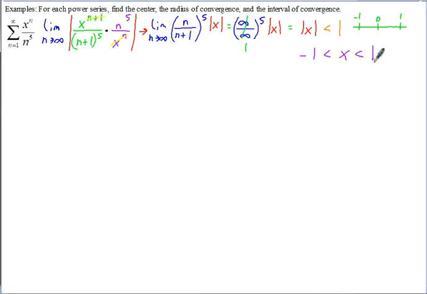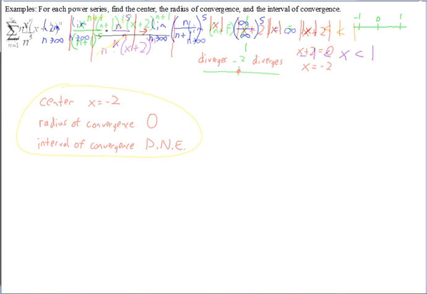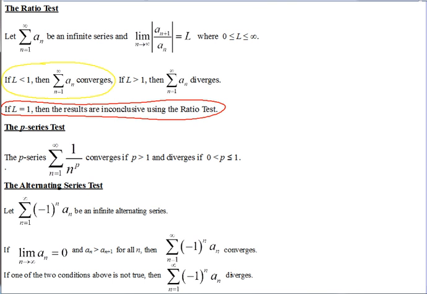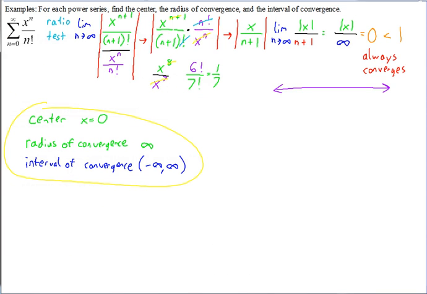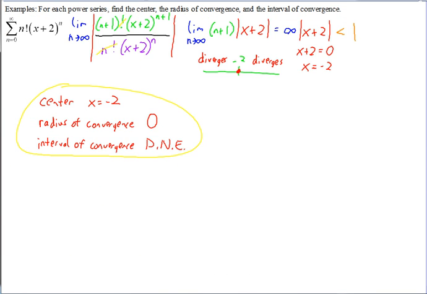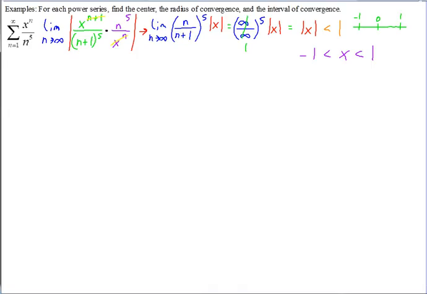But what the ratio test won't tell us is whether it converges or not when it's equal to 1. In other words, at the endpoints, 1 and -1 would make this equal to 1. So if L equals 1, the results are inconclusive using the ratio test. That's where these other tests come in handy, primarily the p-series test and the alternating series test. So let's test the endpoints one at a time. It doesn't really matter which one you start with. Let's say we start with 1.